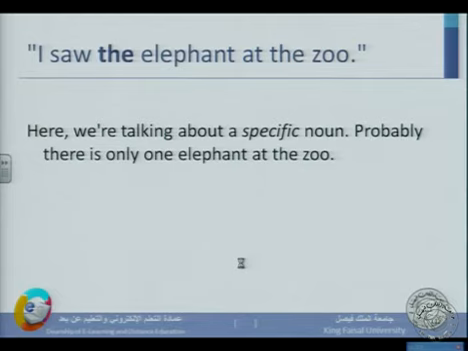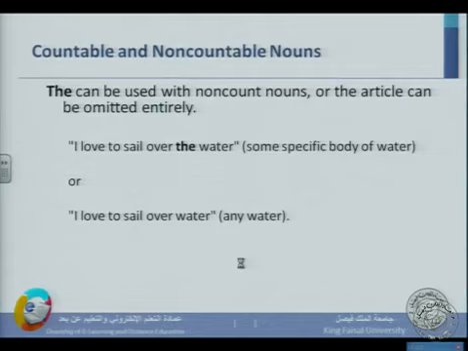I saw the elephant at the zoo. Here we're talking about a specific noun. Probably there is only one elephant at the zoo. Countable and uncountable nouns. Let us now discuss this important topic because it's related to the articles.